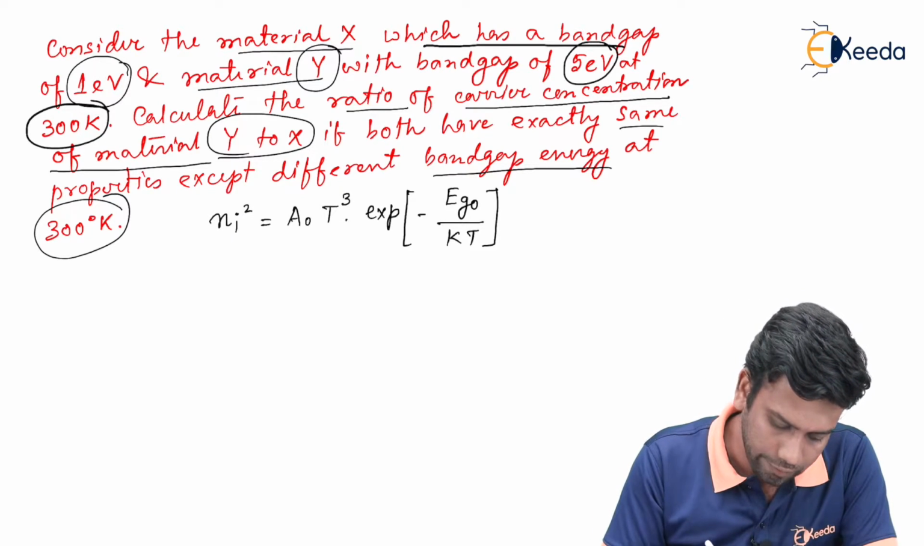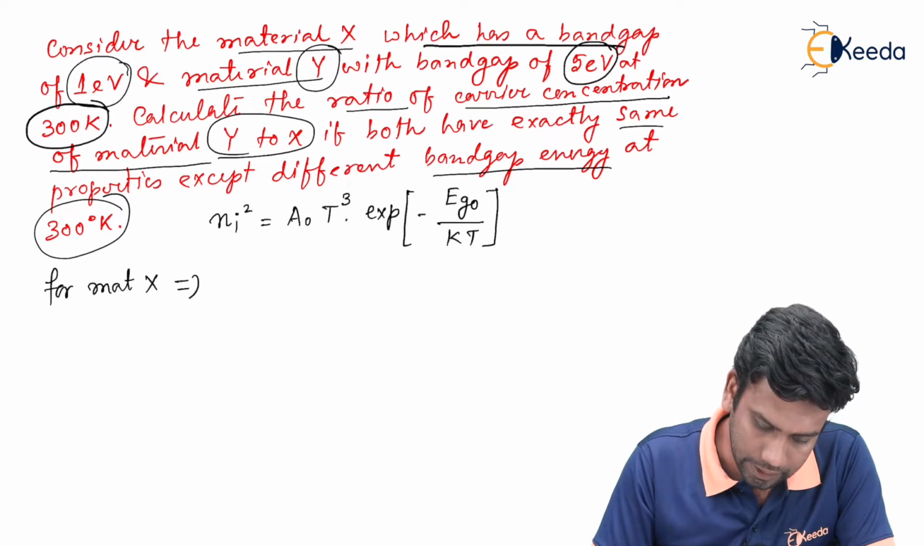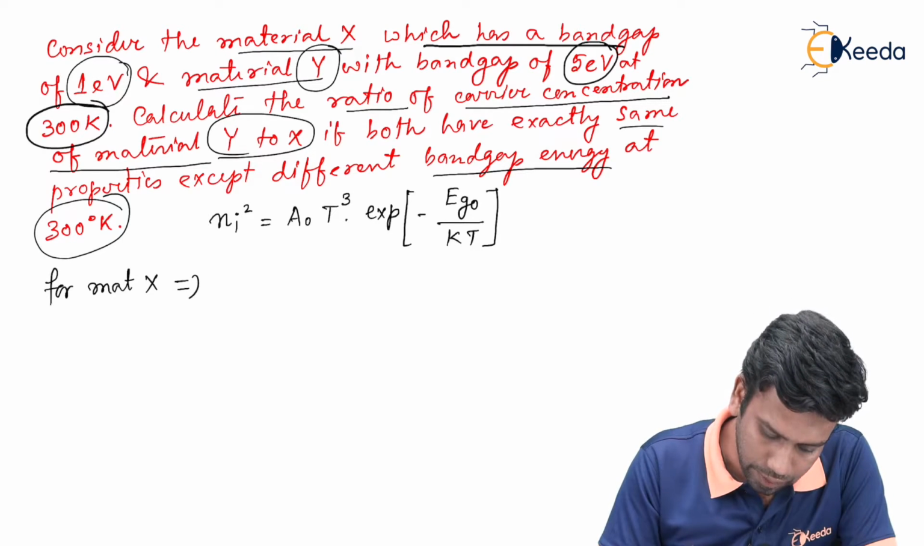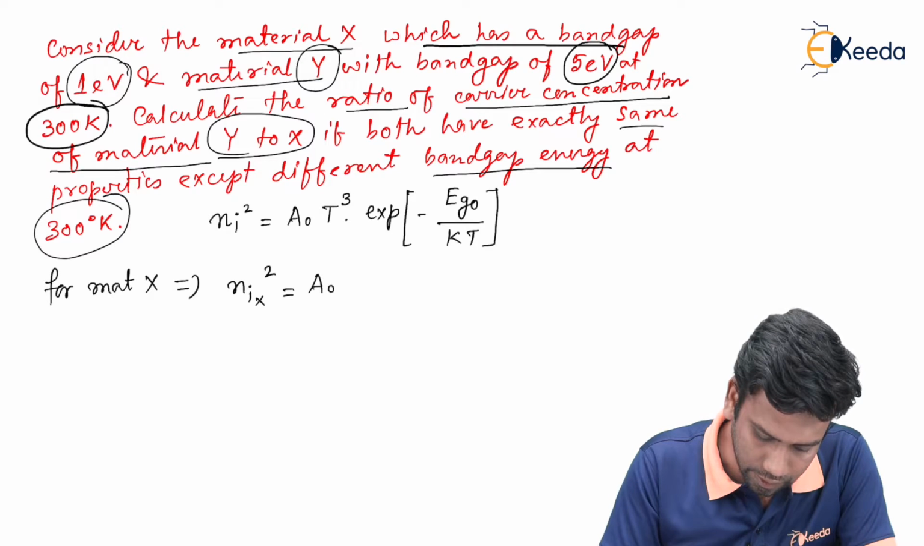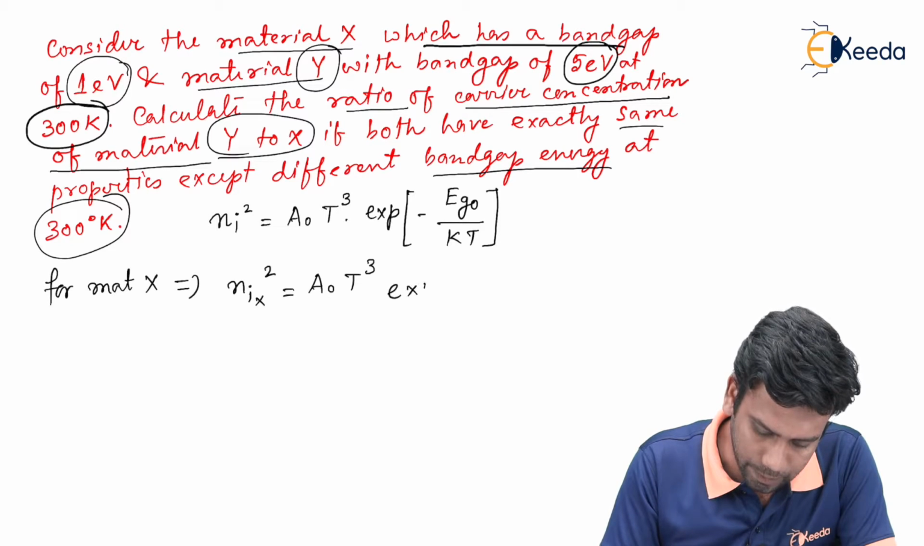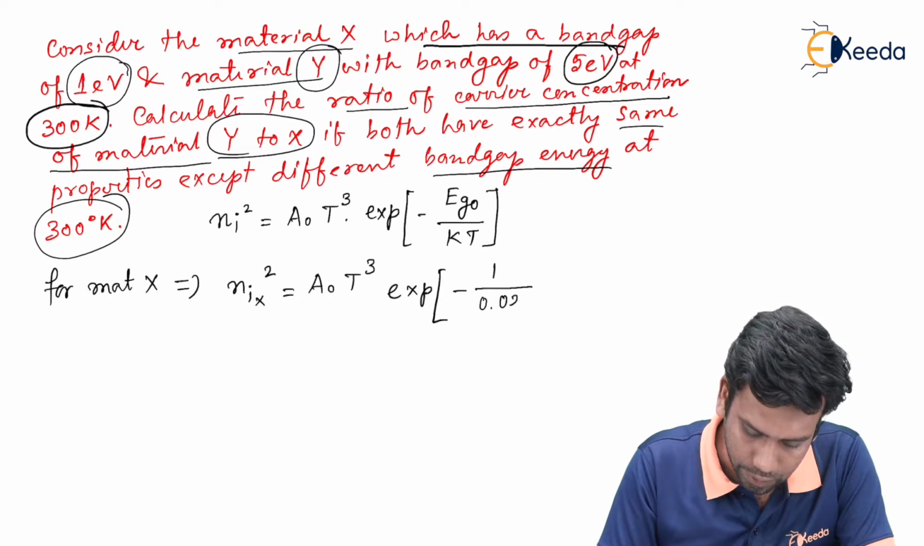Now for material X, it is given that the band gap is about 1 electron volt, so we can write ni X square is equal to A0 T to the power 3 e to the power or exponential minus 1 by, and the kT value at room temperature is given by 26 millivolt, so we can write 0.026.